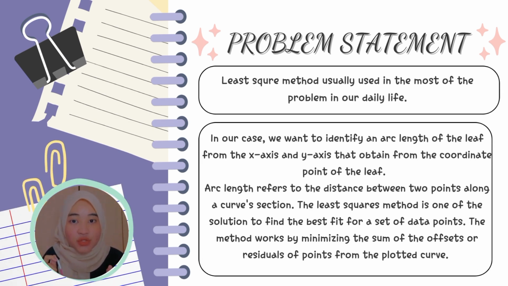Next, I'll continue with our problem statement. Least square method is usually used in most of the problems in our daily life. In our case, we want to identify an arc length of the leaf from the x and y axis obtained from the coordinates points of the leaves. Arc length refers to the distance between 2 points along a curved section. The least square method is one of the solutions to find the best fit for a set of data points. The method works by minimizing the sum of the offsets or residuals of points from the plotted curve.